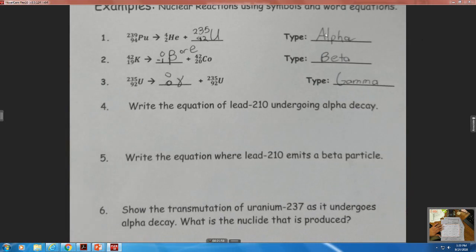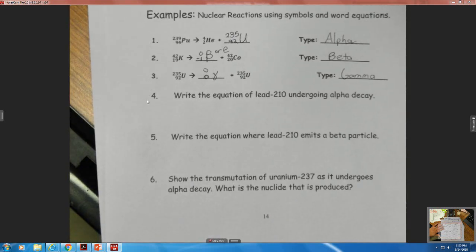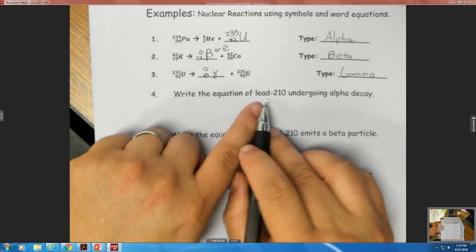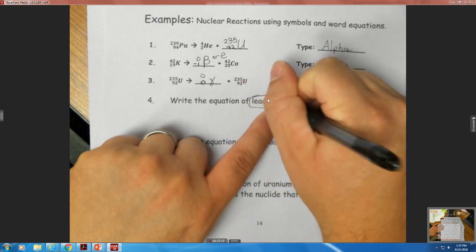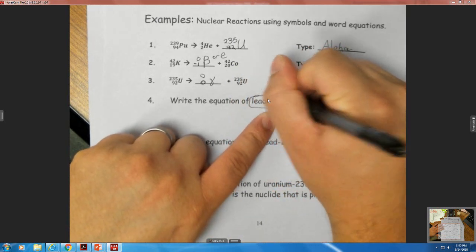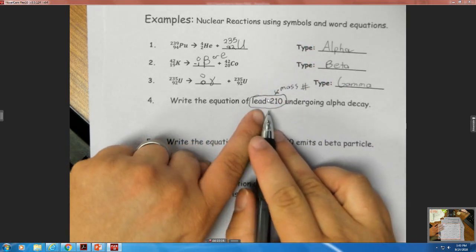All right. Now, usually these are pretty easy. Students don't seem to have trouble filling in blanks when you're given a blank in a nuclear reaction. Sometimes people have more trouble with number 4, number 5, where it just says write the equation of this doing an alpha decay or a beta decay. So you just have to be a little bit more disciplined to do this, but it's basically the same thing. I know that I have lead 210. Remember when it's written out like this, that number it gives you is not the atomic number, it's the mass number when it's written out in isotope notation.